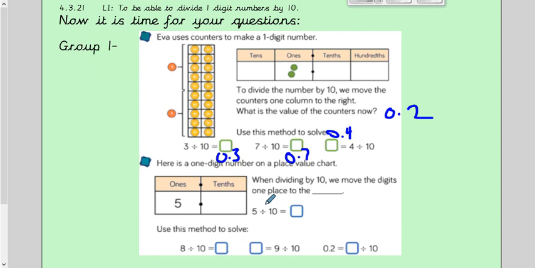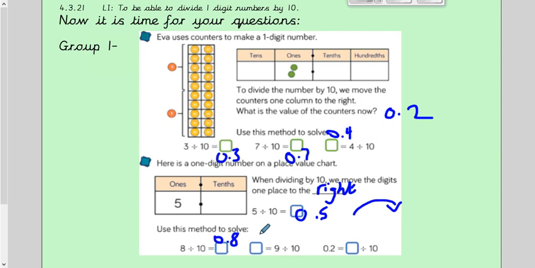And then the next one says, here is a 1-digit number on a place value chart. When divided by 10, we move the digits 1 place to the right. Okay, so you move it to the right, you move it in that direction. So 5 divided by 10 is therefore 0.5. Use this method to solve 8 divided by 10, which is 0.8.